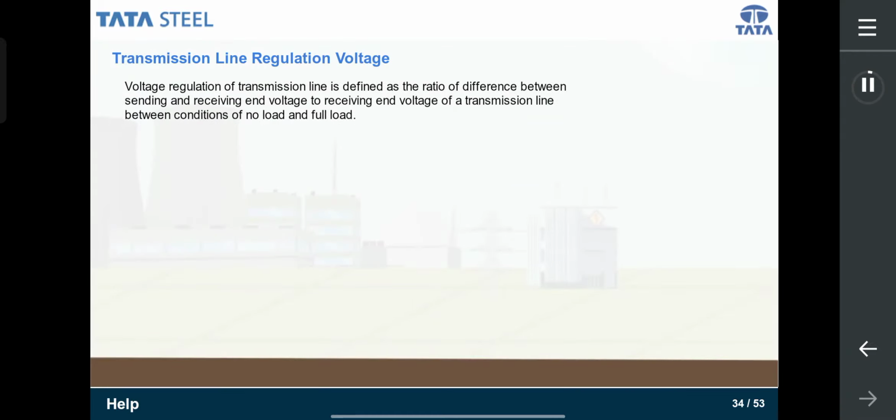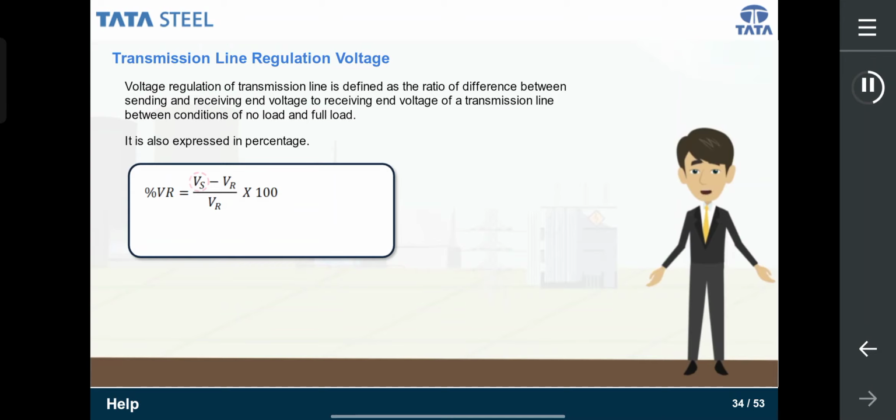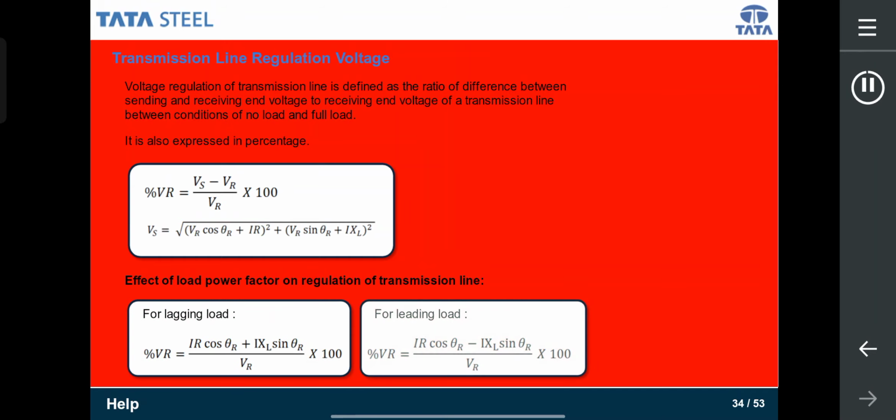Voltage regulation of a transmission line is defined as the ratio of the difference between sending and receiving end voltage to the receiving end voltage of a transmission line between conditions of no load and full load. It is also expressed in percentage, where Vs is the sending end voltage per phase and Vr is the receiving end voltage per phase. XL is the reactance per phase. R is the resistance per phase. Cos theta R is the receiving end power factor. Effect of load power factor on regulation of transmission line for lagging load, for leading load.